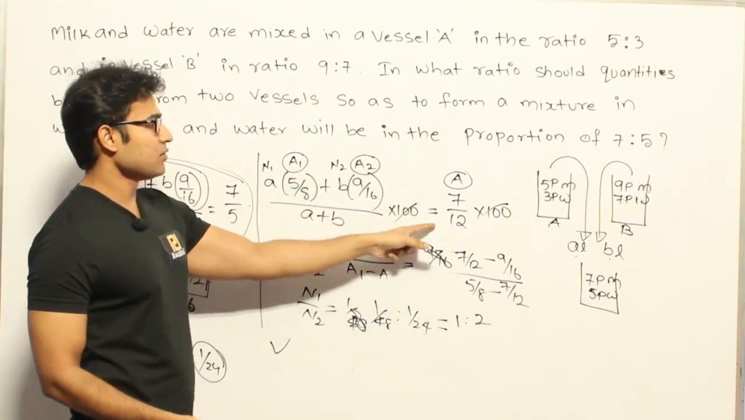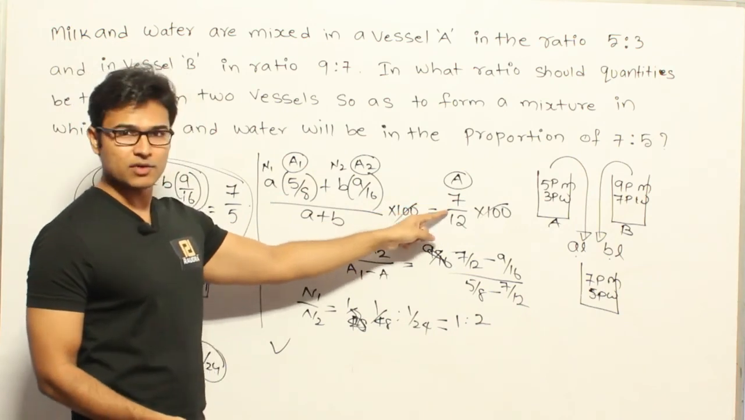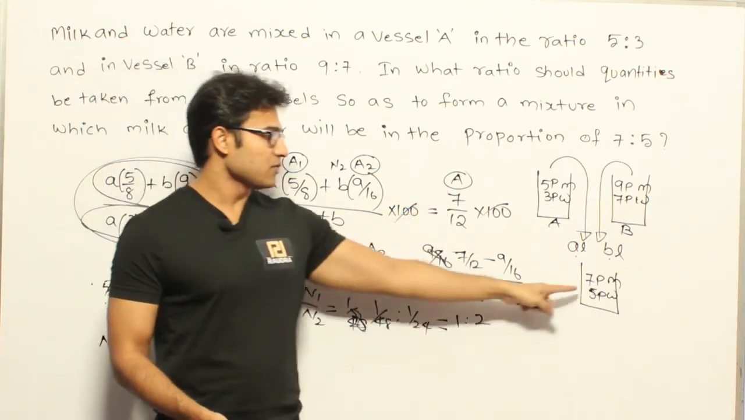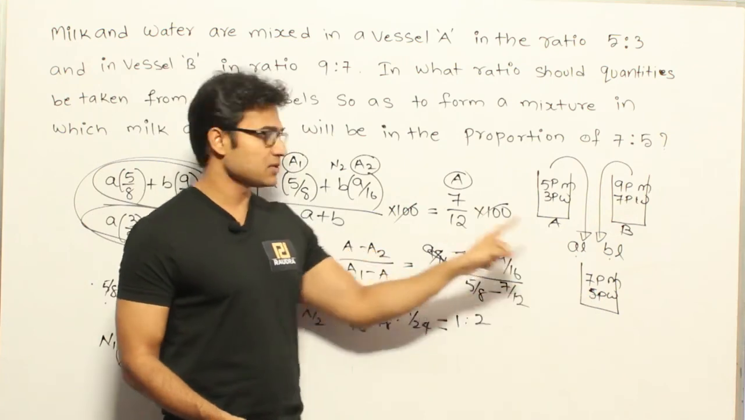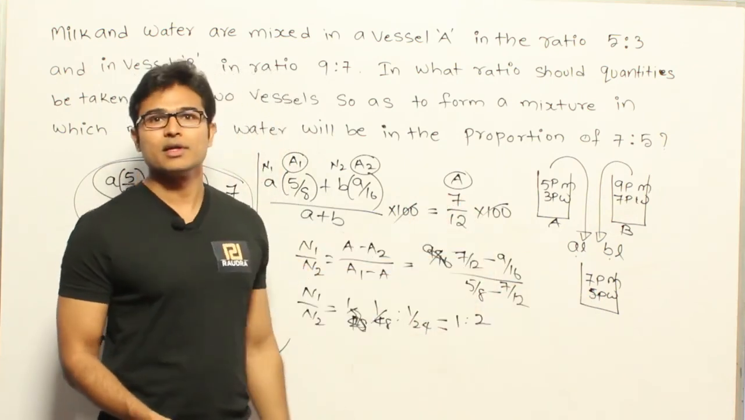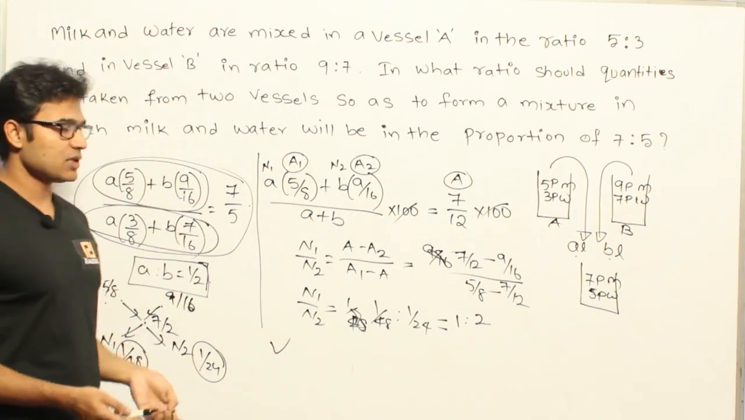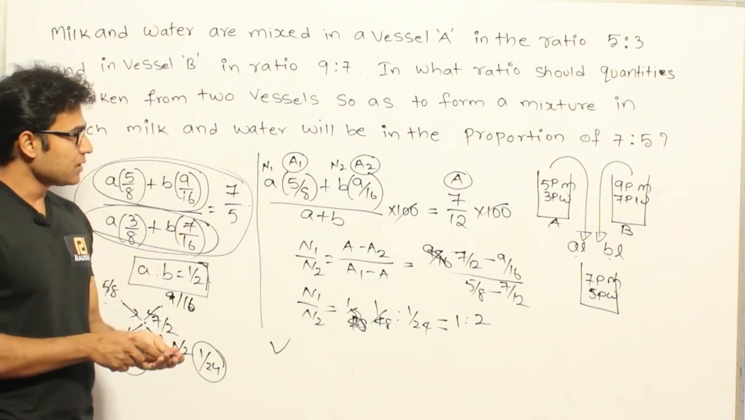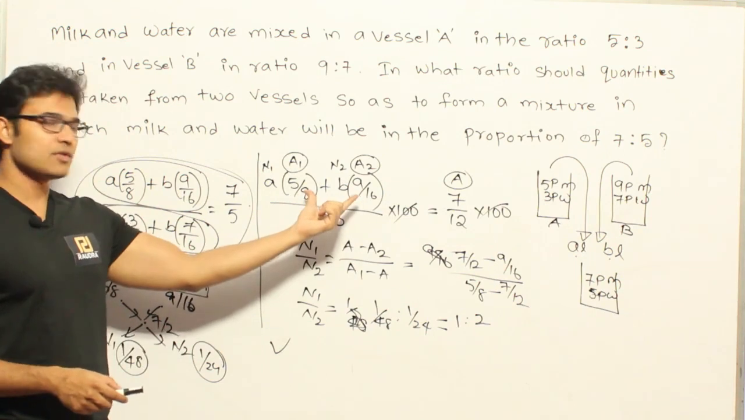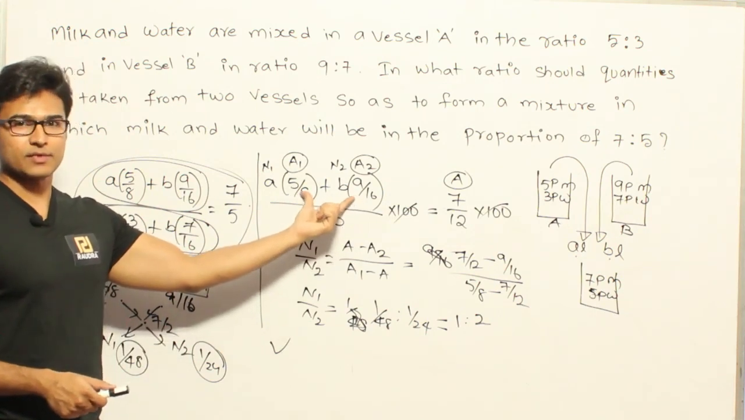Now that has to be equal to, instead of writing 7 by 12, I will write 5 by 12. Why? Because water is only 5 parts, therefore 5 by 12 into 100. If I write it and solve it, again I will get A is to B as 1 is to 2 only. But the values I am going to take will all be from the water side. Okay, fine.